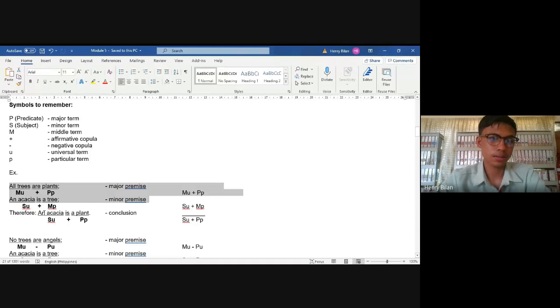Yung dalawang premises na yan. We have the first premise is called the major premise, and the second premise is called the minor premise. So, don't interchange. Premises are different from terms. A major premise is different from a term. A minor premise is different from a minor term. If we say premise, that is a proposition. If we say term, word or words, okay, or phrase, never a proposition.